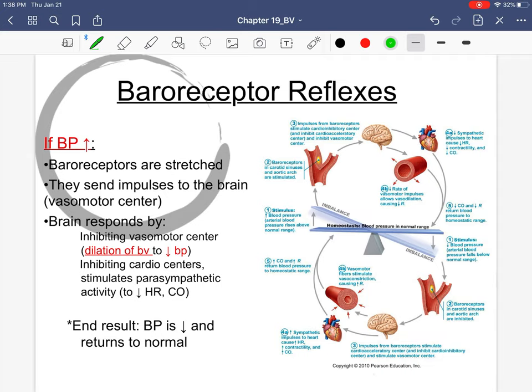Let's give an example. I'm putting certain things in red because that's how I'm encouraging you to study it, and that also means that's how I'm going to ask you the questions on a test. If you memorize one way, so if I memorize what happens in this receptor negative feedback loop when blood pressure increases, then I automatically know what's going to happen when blood pressure decreases because it would just be the opposite. So you don't really have to study both. Just memorize one.